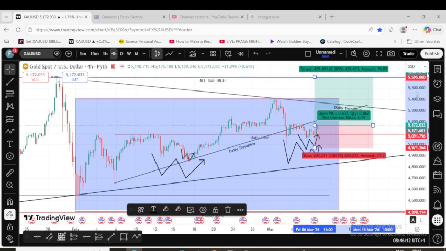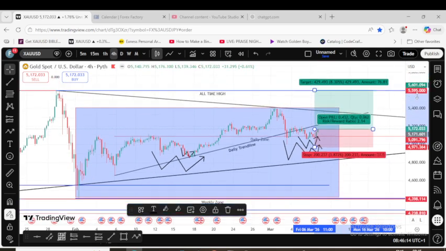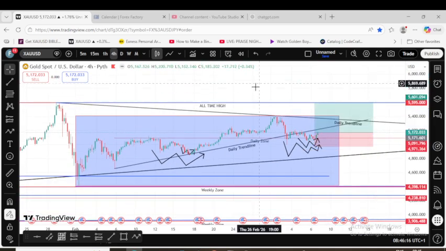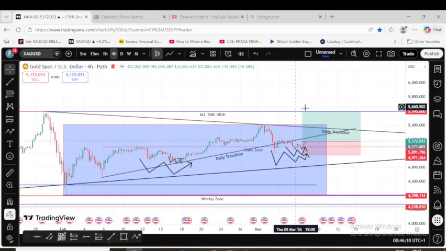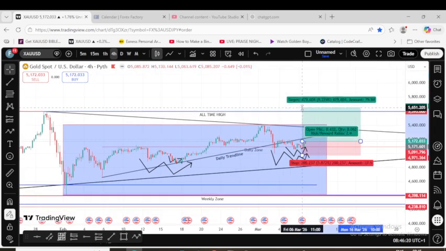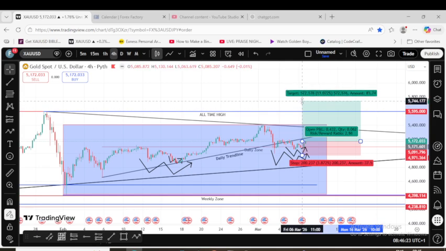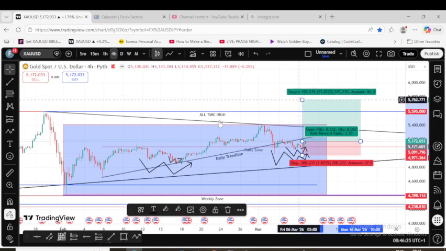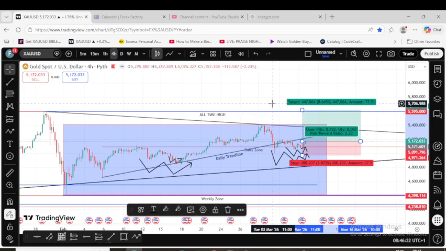But the funny thing is that my target should actually be above this 5,600 level, because with impulsive moves, I'm expecting it to break the previous higher high, which is our current all-time high. So I'm expecting price to actually break beyond it. But for the sake of safety, we'll just keep our targets to this level.